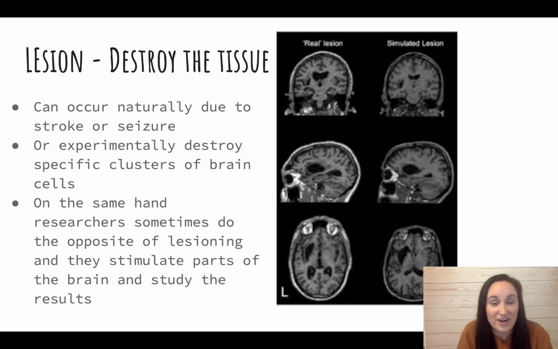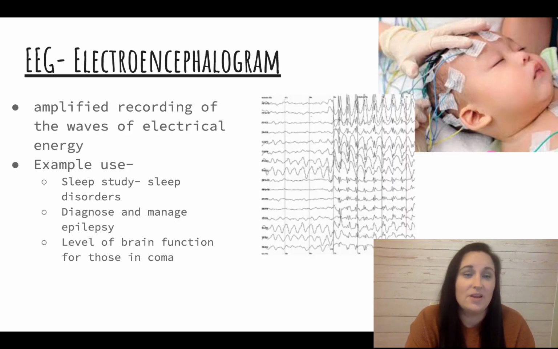All right, so the first technique we're going to talk about is lesioning. This is really simple. Lesioning means destroying the tissue. And this is done for research purposes on other animals such as rats, not humans. And we can also do the opposite effect, which is to stimulate different parts of the brain. But lesion means destroy the tissue. It can also happen naturally if there was a stroke or a seizure.